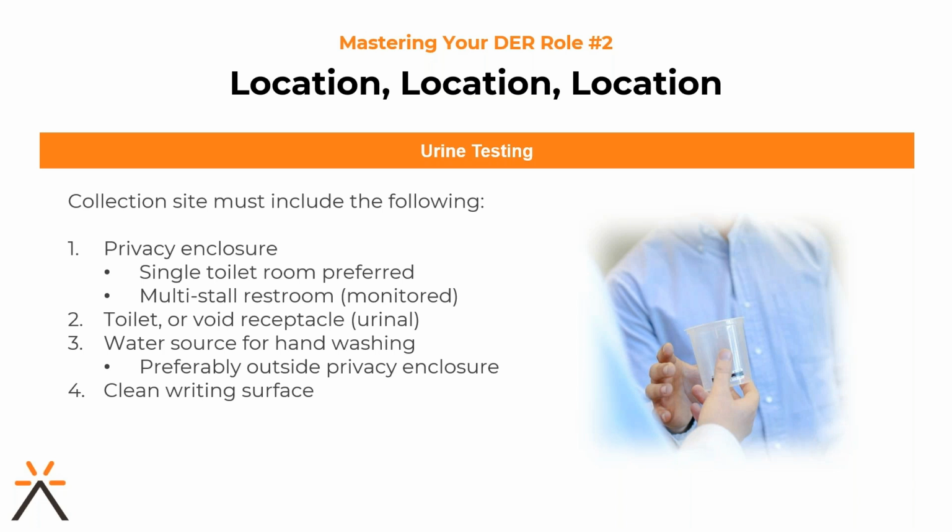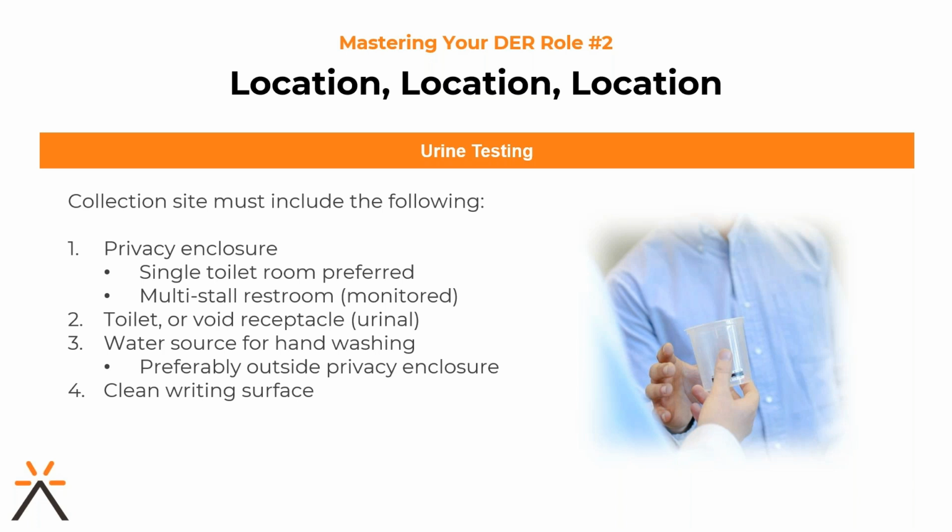Okay, with that being said, we're going to move into the urine collection. And this is where a lot of issues happen. It's actually not even the collection event itself, it's where we're doing the collection. I wrote location, okay? Here, location is very important because you want to make sure there's privacy. A lot of times DOT would love us to have a single toilet room, but that doesn't always happen, right?